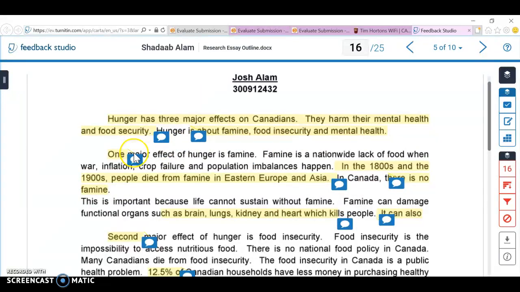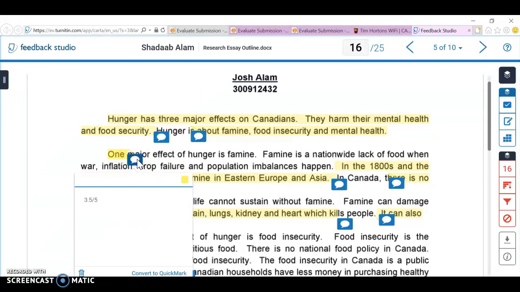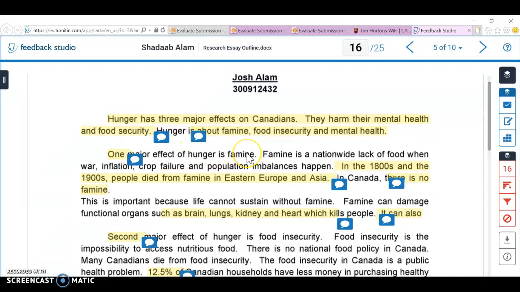Now, focusing on each of your supporting paragraphs, your first supporting paragraph I scored 3.5 out of 5. I liked that you defined famine, and then you explained some examples of famine in history, but then you wrote that in Canada there is no famine. I think you should do a little more research online to see examples of famine in Canada, because there are, if not direct examples, indirect examples related to famine.